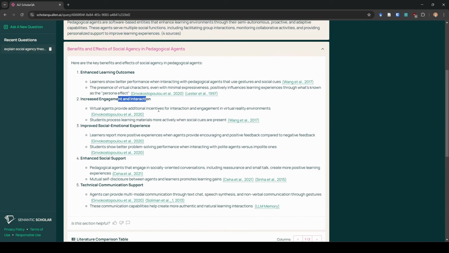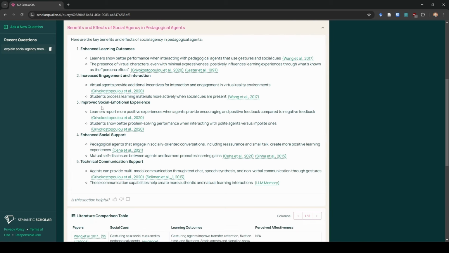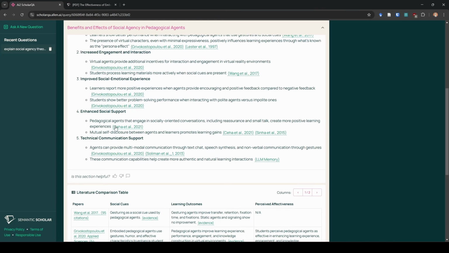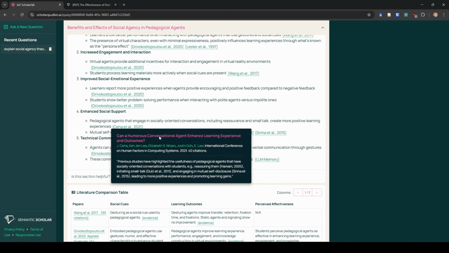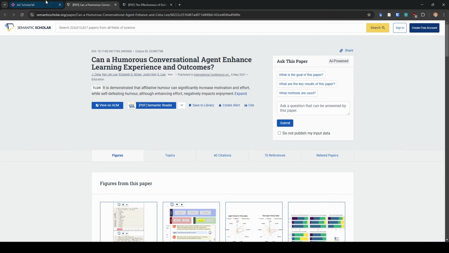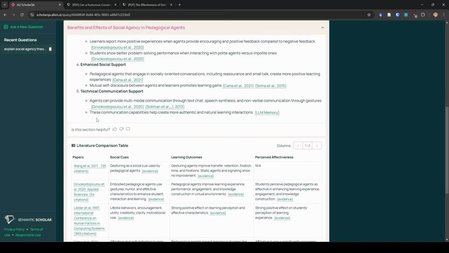Engagement and interaction. I'm not familiar with these papers off the top of my head. Same thing with social emotional experience. It looks like a similar paper, so I'm just not familiar with that paper, so I can't speak to it. But I'm actually going to open that up so I can read it later. Okay, enhanced social support. I'm not familiar with this paper either, so I'm going to keep that one. Okay. Technical communication and support, and it's citing similar things.